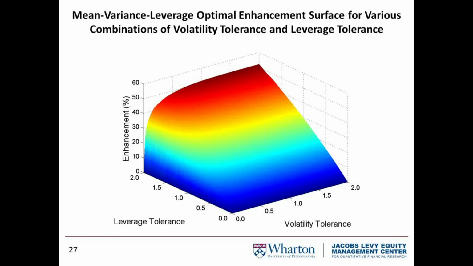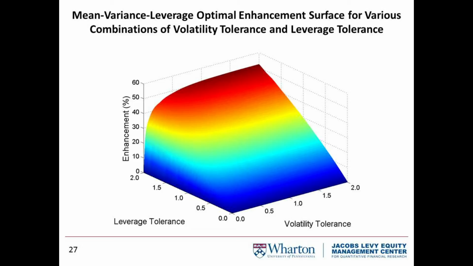Now, so far we've been talking in terms of two-dimensional drawings, which are far easier to relate to, but we have built a model for optimization, which is a mean-variance-leverage model that actually has 3 dimensions. So we show here a 3-dimensional surface. On the right-hand side here, on the x-axis, we have volatility tolerance. On the left-hand side here, we have the y-axis for leverage tolerance. And on the z-axis, we have the enhancement. And we could show on the z-axis the standard deviation or the expected return, etc.